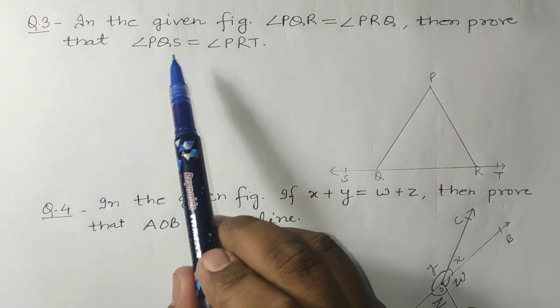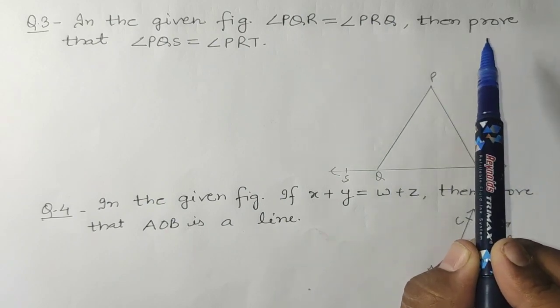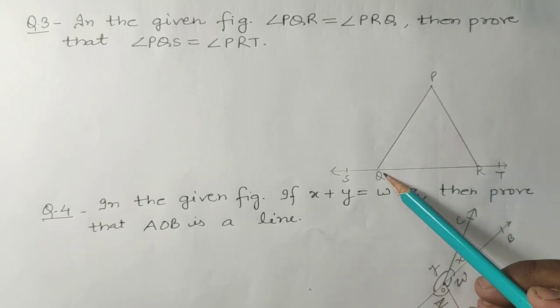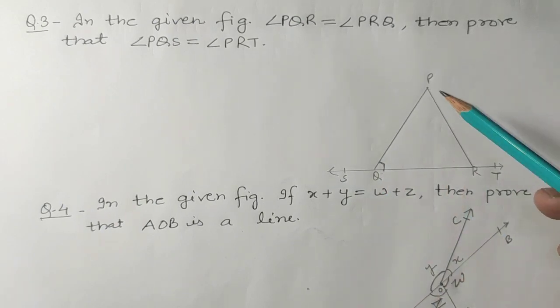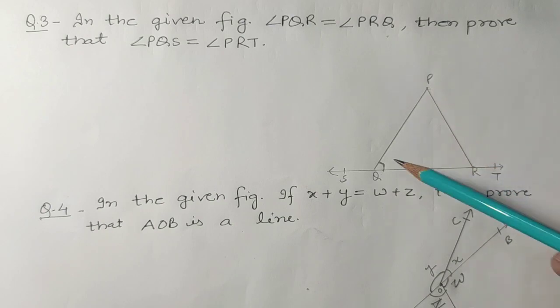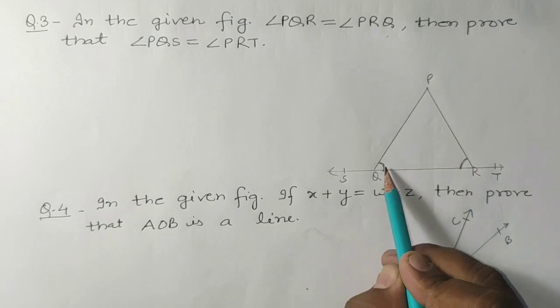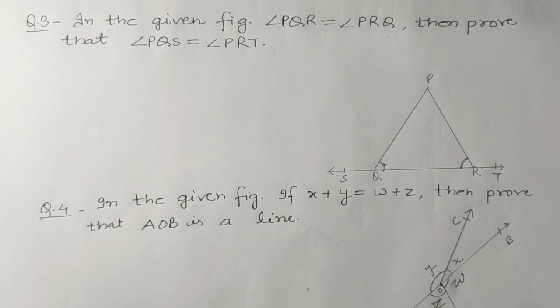The question is, in the given figure, angle PQR is equal to angle PRQ. See, in this figure, what is given? That angle PQR, this angle, is equal to angle PRQ. What is PRQ? PRQ means this angle. So here it is given in the question that this angle is equal to this angle.